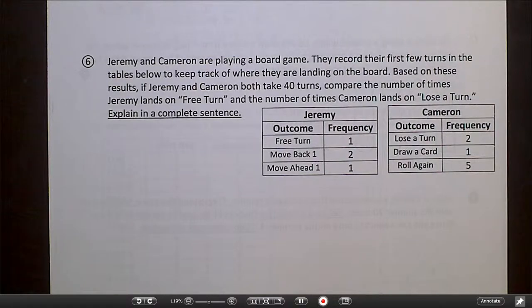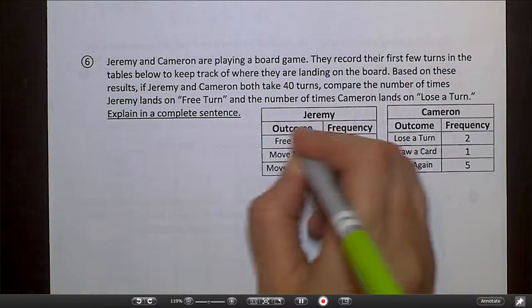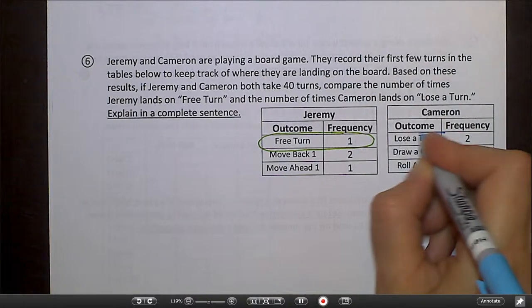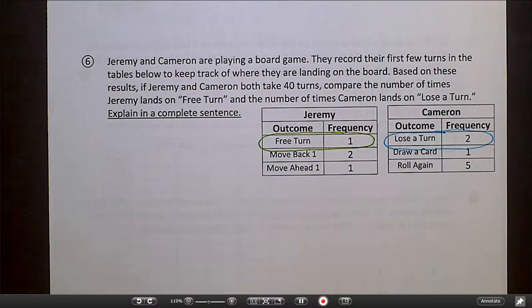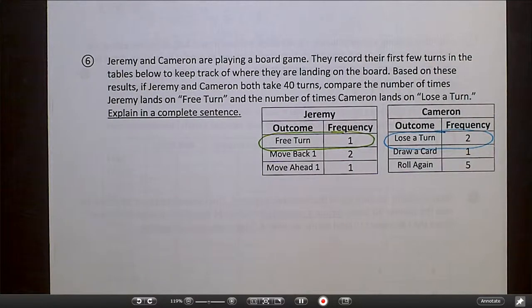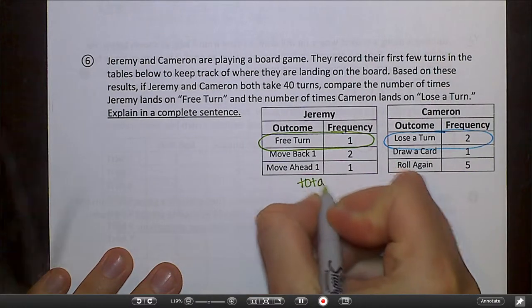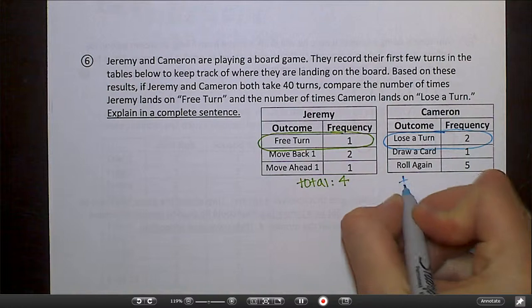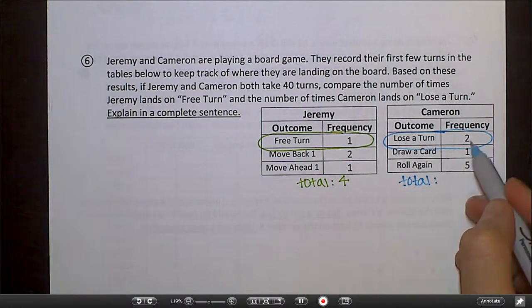Compare the number of times Jeremy lands on free turn and the number of times Cameron lands on lose a turn, and then explain in a complete sentence. So we're looking at two things, and we want to zone in on the important things in the question here. So my question says that I'm comparing Jeremy landing on free turn and Cameron landing on lose a turn. Jeremy lands on free turn once, and he has a total of four turns logged in his table. Cameron lands on lose a turn twice, and his total logged here is 8.